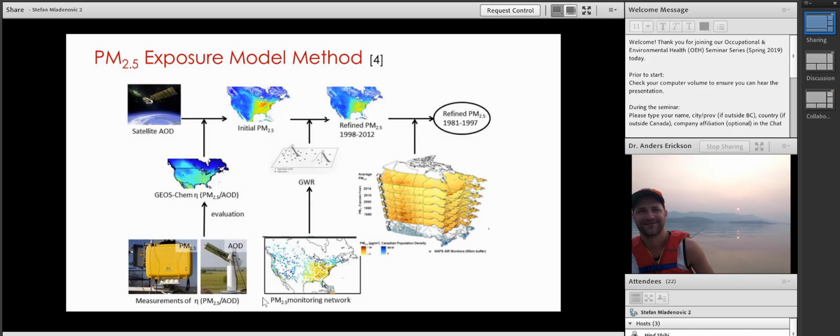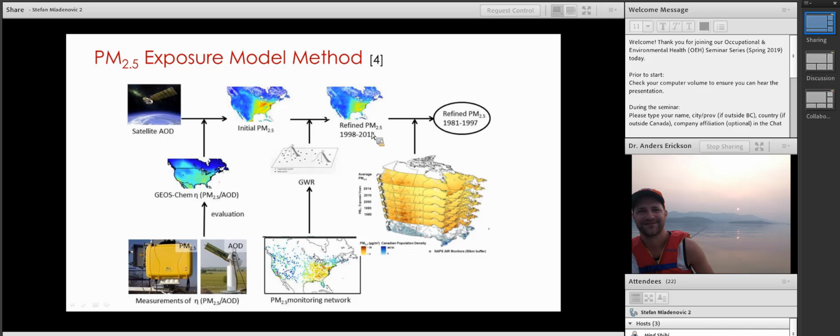I'll just go briefly over this because it's not my area of expertise. This is the work of the Halifax, Dalhousie folks. Basically, they use satellite imagery, where AOD is aerosol optical depth, and a geochemical model that uses ground-based monitoring to validate the model. This creates a model that goes all the way back to 1998. There's also been some backcasting, which goes back to 1981, but this project doesn't use any of the backcasting data.